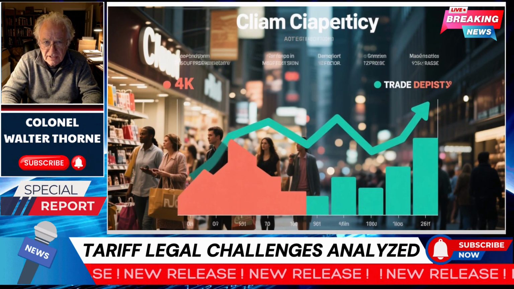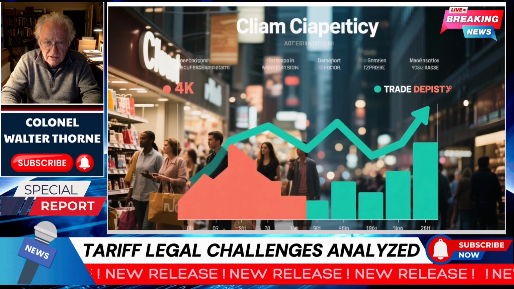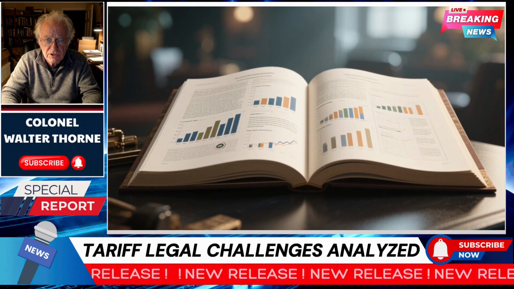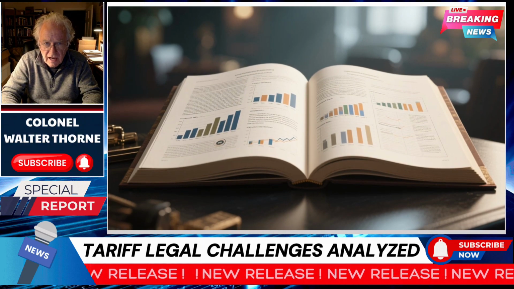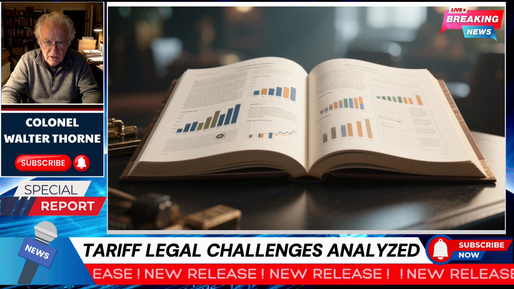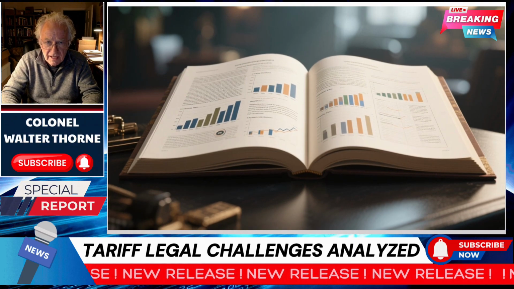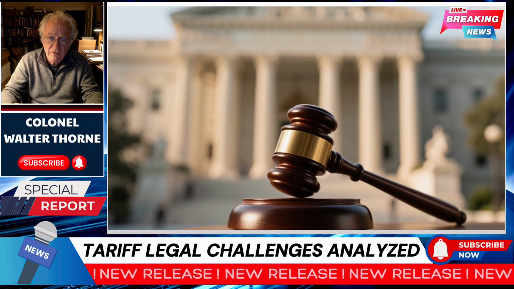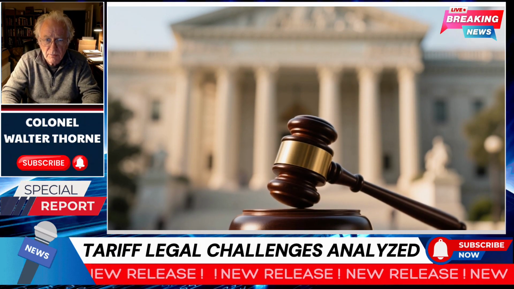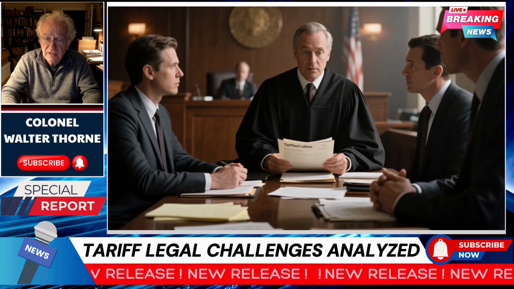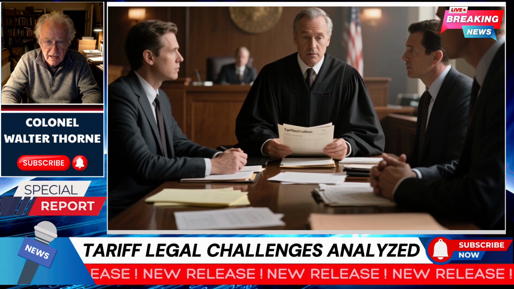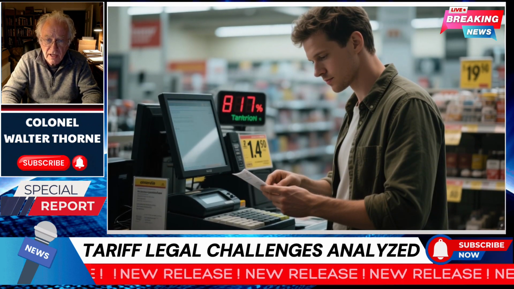This analysis examines 10 interconnected elements. First, the legal authorities used to implement tariffs without specific congressional approval for each action. Second, the nature of legal challenges filed against tariff measures. Third, the economic mechanism by which tariff costs transfer to consumers. Fourth, the asymmetry between corporate refund rights and consumer cost absorption. Fifth, trade deficit data and outcomes relative to policy objectives.